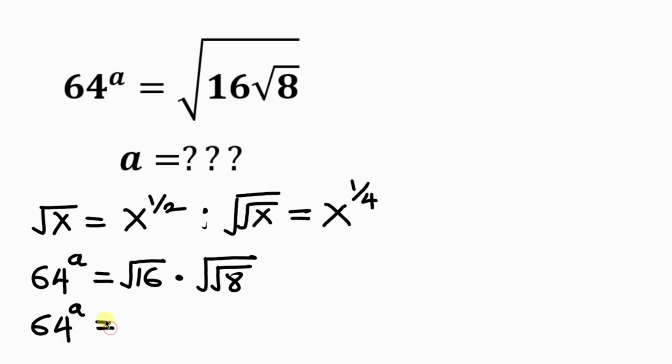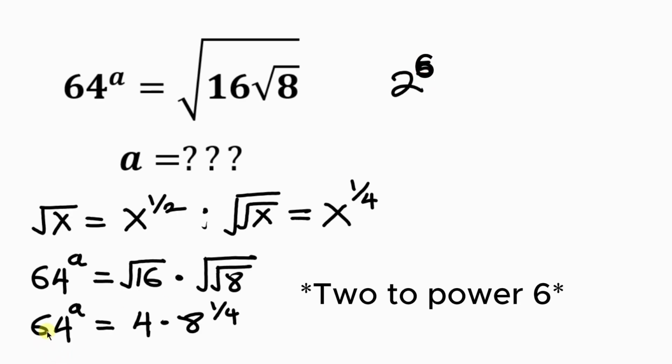Now simplifying, we have 64 to the power a is equal to, the square root of 16 is very simple, and that will be 4, times the square root of the square root of 8, which, just like this, means 8 to the power of 1 all over 4. You see that? Nice, looking very simple. So the left-hand side, we can reduce this to 2 to the power of 5, because 64 is the same as 2 to the power 5.